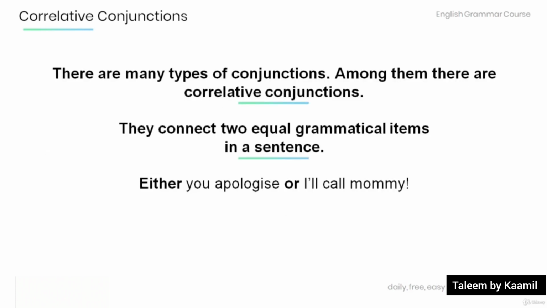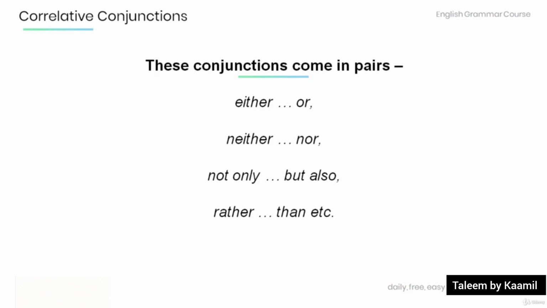Now there are many types of conjunctions, and among them are correlative conjunctions. Now correlative conjunctions are used to connect two equal grammatical items in a sentence. Have a look at the example over here. Either you apologize or I'll call mommy. Note that "you apologize" and "I'll call mommy" are two equal grammatical items. Now these conjunctions come in pairs. For example, either, or, neither, nor, not only but also, rather than, etc.